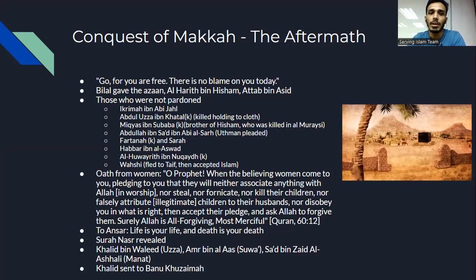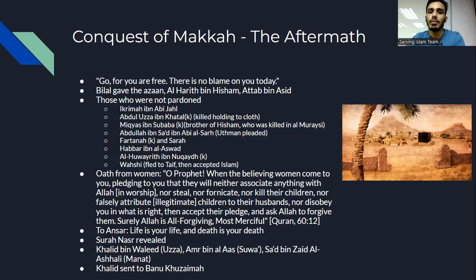Another one was Miqyas ibn Subaba. In the previous, I think, 6th or 7th session, we discussed the slander of Aisha radiallahu ta'ala anha. The slander of Aisha was after the Battle of Al-Muraisi. Al-Muraisi was a battle against a particular tribe, and that tribe had helped the Quraysh during the Battle of Uhud. So the Muslims went and fought against that tribe. When the Muslims were coming back, in that expedition called the Battle of Al-Muraisi, one Sahabi was accidentally killed by another Sahabi.